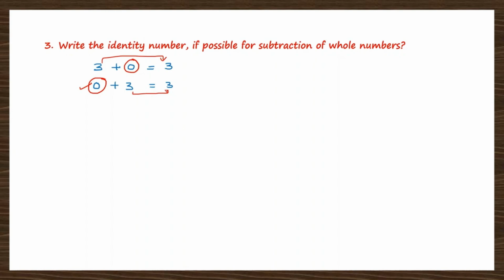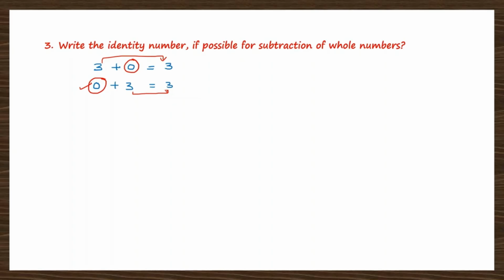So it can be 0 or 1. Now 1, you cannot have 1 here because the number will change. If I say 3 plus 1, it will become 4. It will not remain as 3. If it remains as 3, then that number is called the identity number. Now this is how it is for addition. So for addition, 0 is the identity number or the identity element.